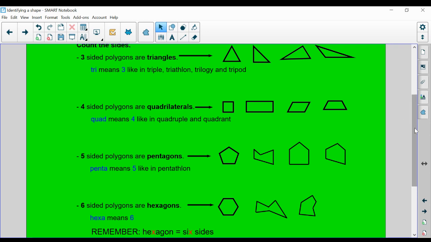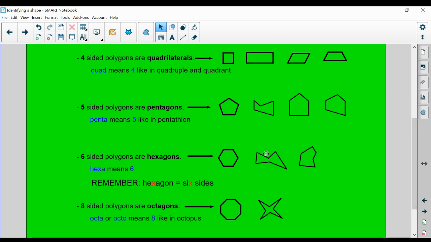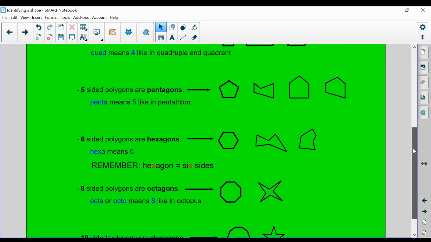And then there you have your 6-sided polygons, which are called hexagons. Hexa means 6, and one way to remember how many sides a hexagon has: the word hexagon has an X in it, and when you spell the number 6, it also has an X in it. So that always helps me remember, and I don't get it confused with an octagon.